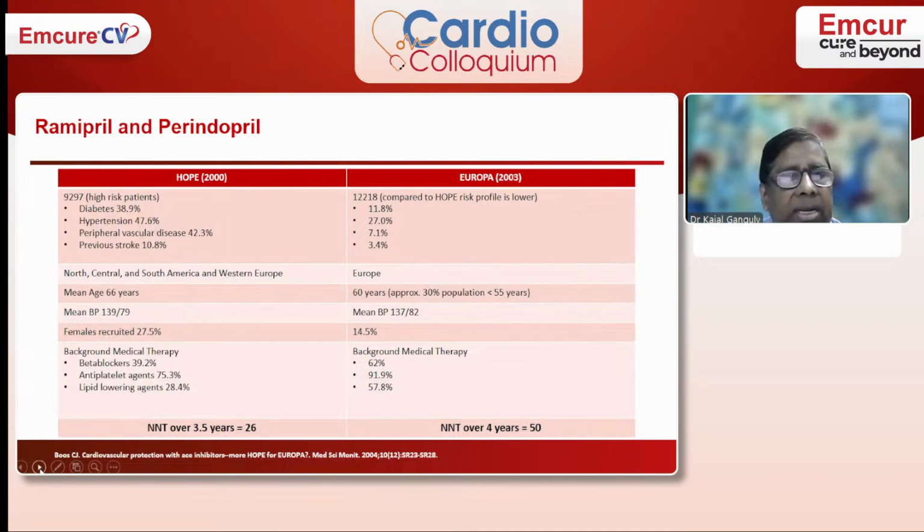So the HOPE study was done on almost 10,000 patients. Diabetes patients were 40%, hypertension almost 47%, peripheral arterial disease 43%, previous stroke 10% of the patients. The EUROPA trial was a bigger trial, 12,000 population, diabetes almost 12%, hypertension 27%, peripheral arterial disease 7.1%, previous stroke 3.4%. Mean age in the HOPE trial was 66, in the EUROPA trial 60. Females recruited in the HOPE trial were 27%. Background medical therapy: beta blockers 39%, antiplatelet 75%, lipid lowering agent 28%. In the EUROPA trial, background medical therapy: beta blocker 62%, antiplatelet 91.9%, almost 92%, and lipid lowering therapy 57.8%, that is 58%. So the number needed to treat is 50 patients. If we treat for 4 years, we can prevent one cardiovascular death. Next.